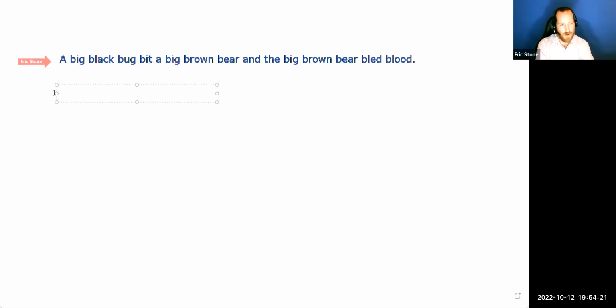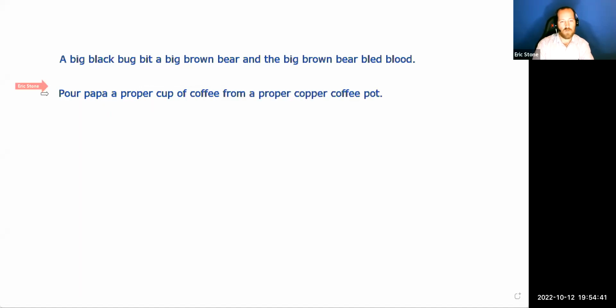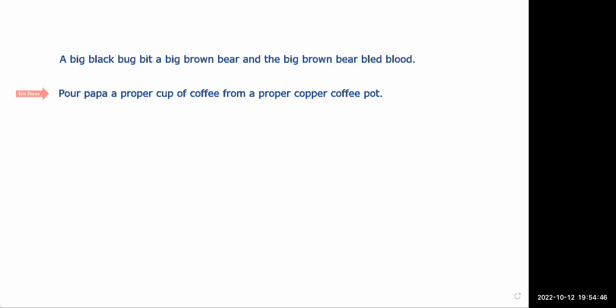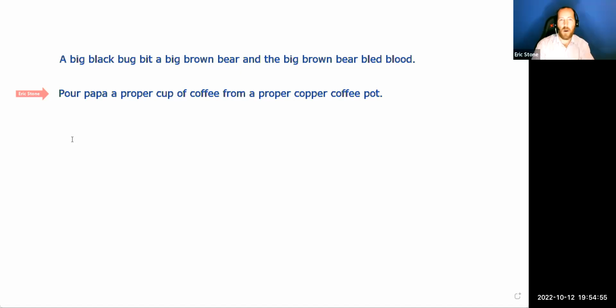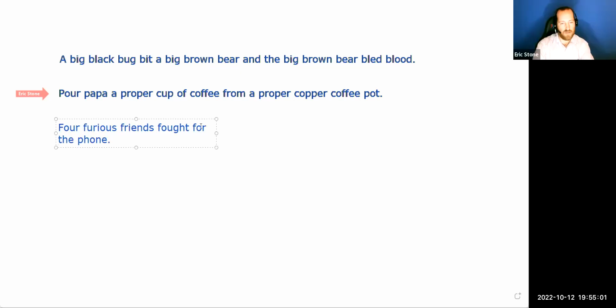Okay, let's try another one. Okay, so this one says: Pour Papa a proper cup of coffee from a proper copper coffee pot. Pour Papa a proper cup of coffee from a proper copper coffee pot. There you go. Good. So lots of sounds there. All right. Let's practice with this one.